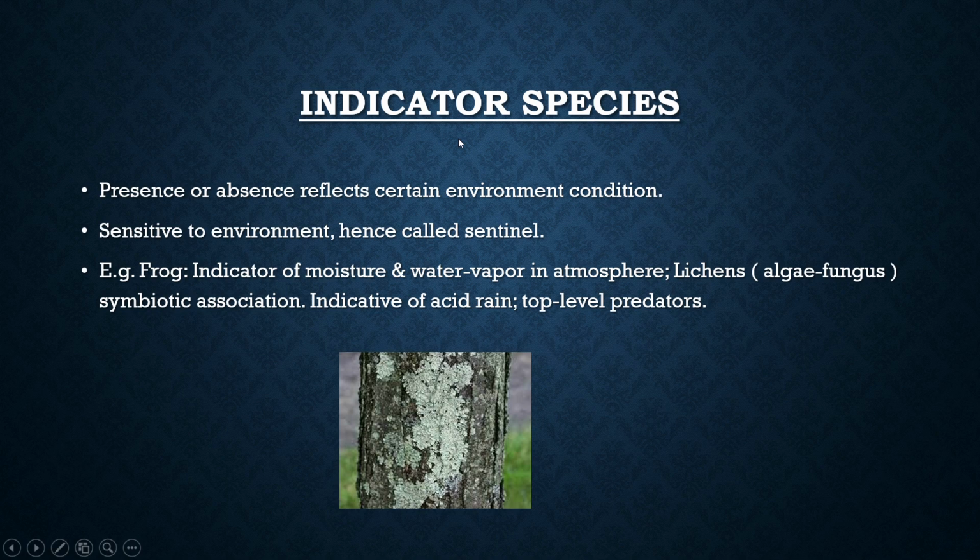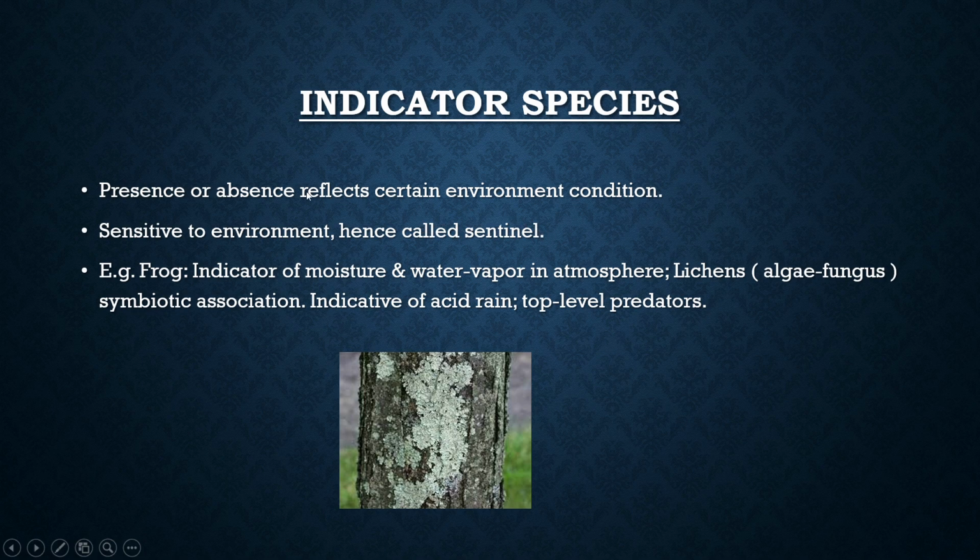Moving on to the next one, this is indicator species. As the name suggests, the presence or absence of these species reflects certain environmental conditions. These species are sensitive to environmental conditions, as in they reflect the environmental conditions around them, and hence they are called sentinels.